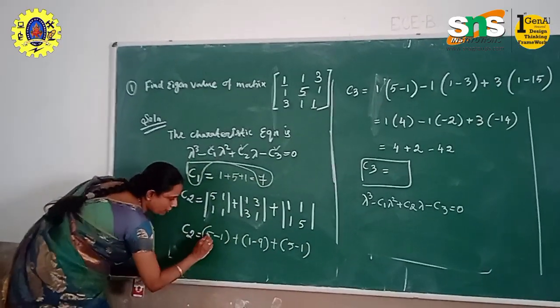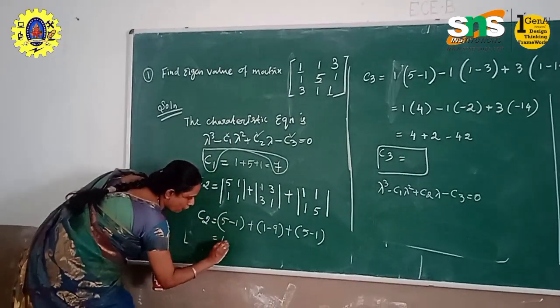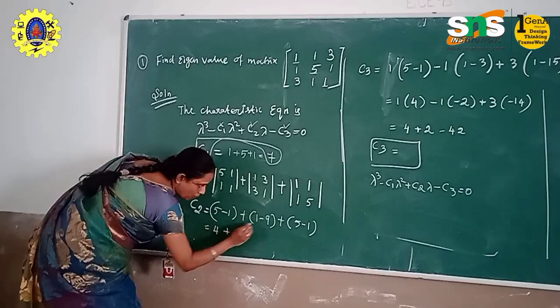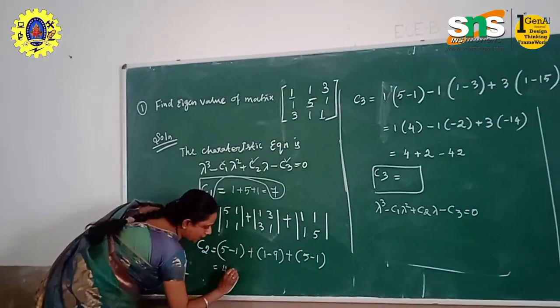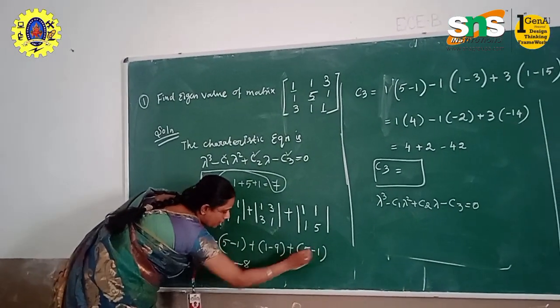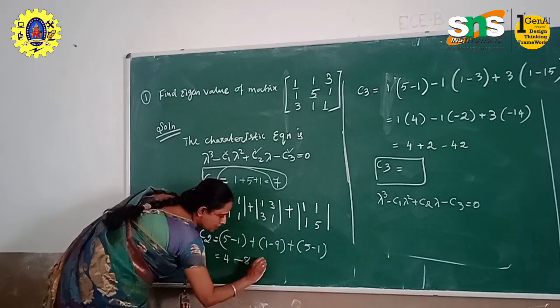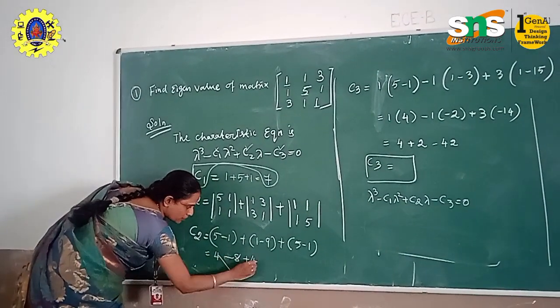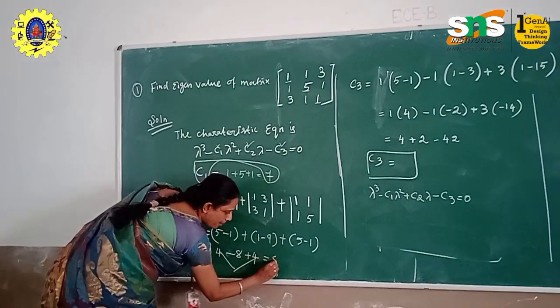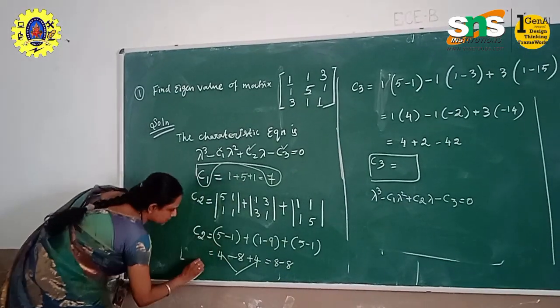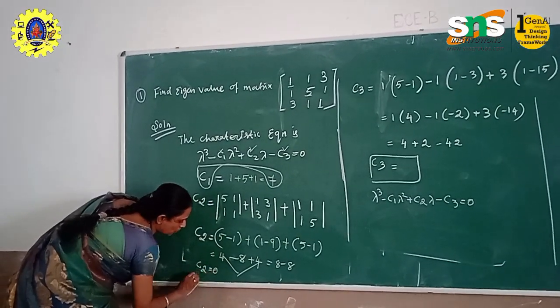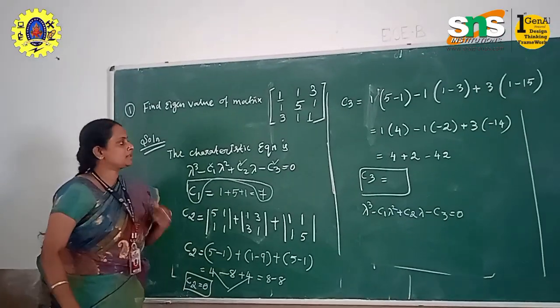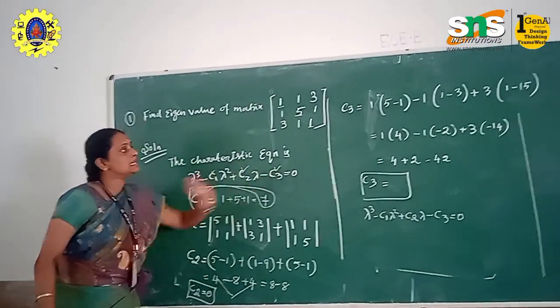Then 5 minus 1 is 4, 1 minus 9 is minus 8, and 5 minus 1 is plus 4. Adding these, 4 minus 8 plus 4, so the c2 value is 0. So c2 is 0.